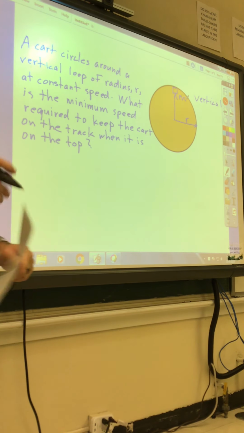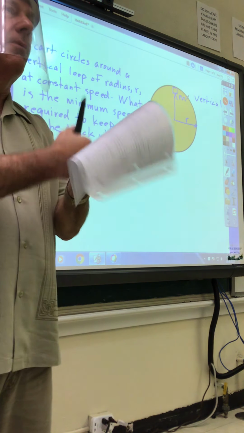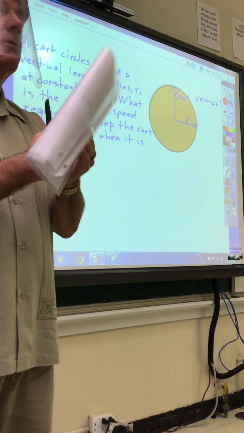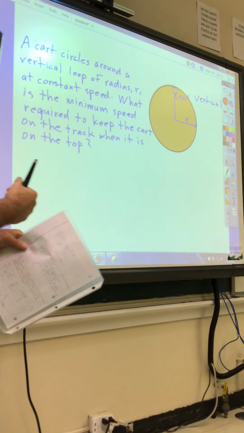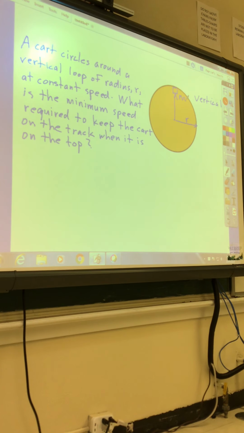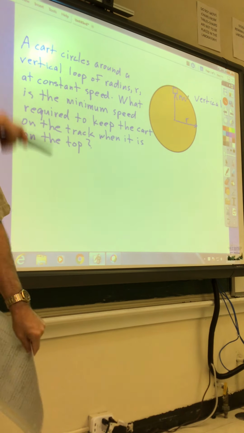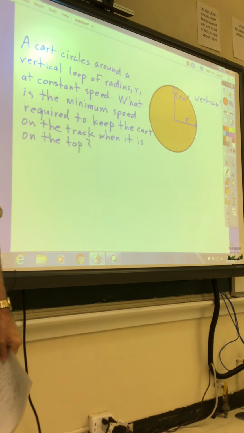And then because the cart is pressed up against the loop like this, there's a normal force, right? So you have a gravitational force, you've got a normal force, and of course you have a centripetal acceleration. So you've got a radial acceleration, I should say, and that's the one that's going to keep it on the track. That force is what's going to keep it on the track.